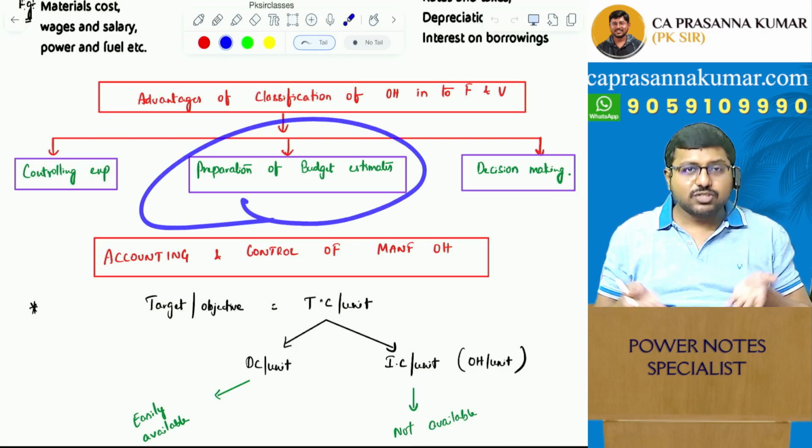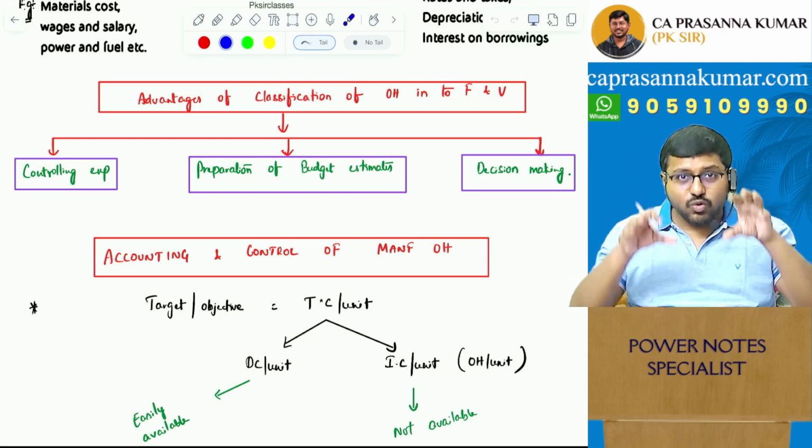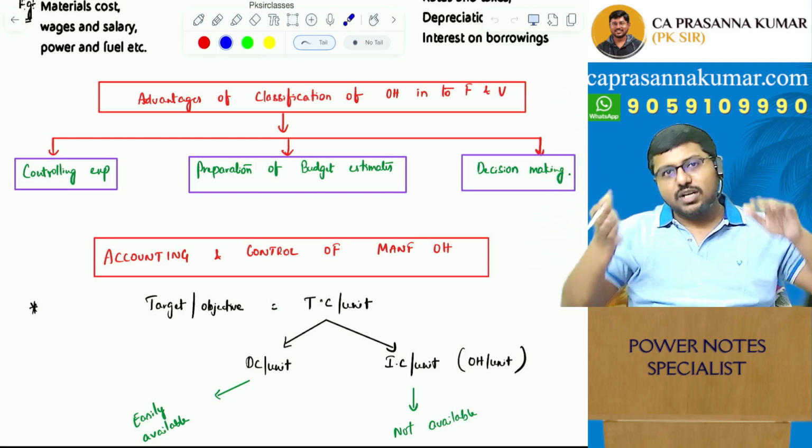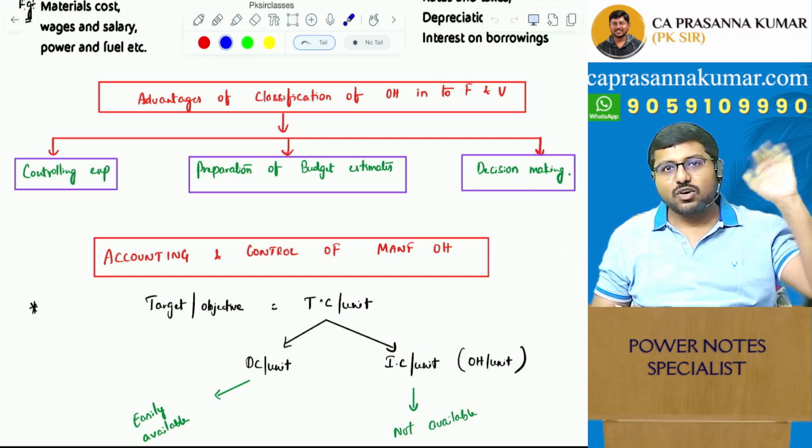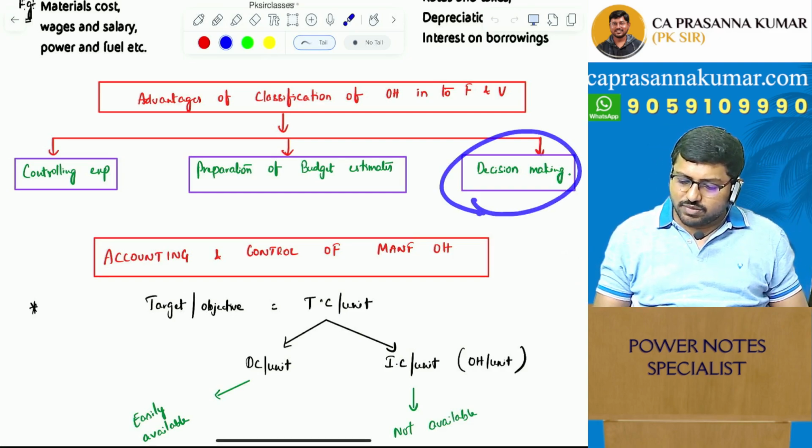Same logic here, preparation of budget estimates, obviously. Here we are talking about overheads in general. In the budgeting chapter, you will see all different types of cost, not just overheads, direct cost as well. Clear? Moving on, decision making.